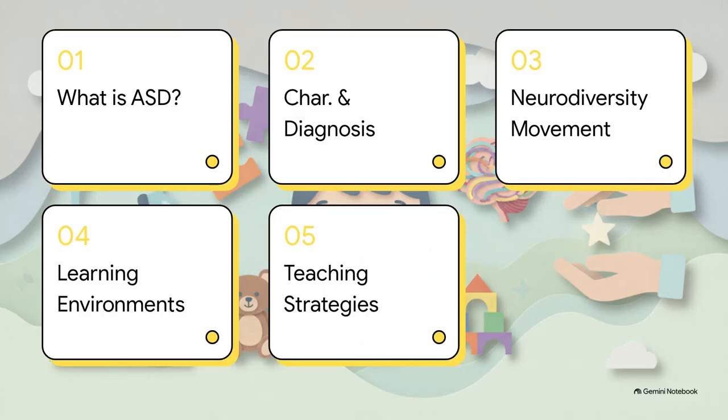We're covering 5 main sections. First, what is ASD? Second, characteristics and diagnosis. Third, the neurodiversity movement. Fourth, supportive learning environments. And finally, strategies for teaching. Let's get right to it.